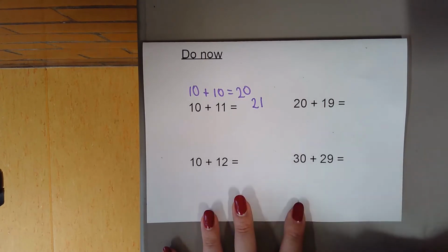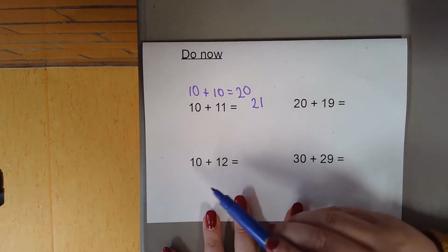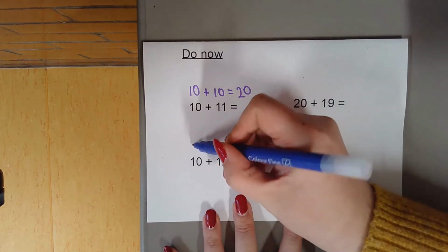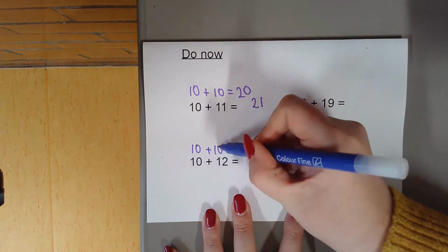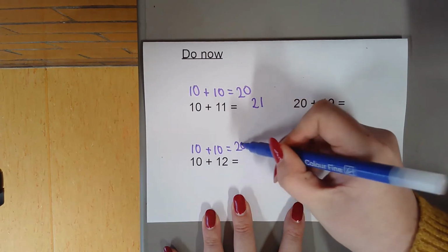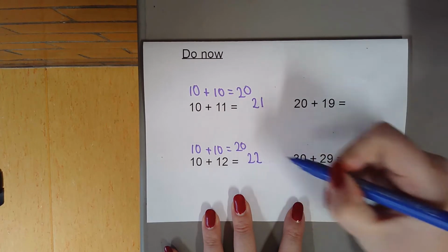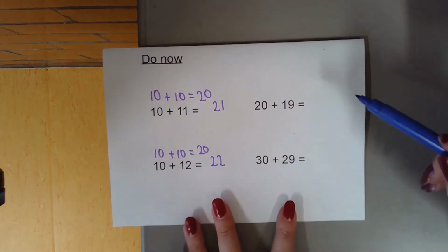If I know, then I know. I know that 12 is nearly the same as 10 as well. So I'm going to do 10 add 10 equals 20 and then add 2 more. So the answer is 22. Let's have a look at this one.